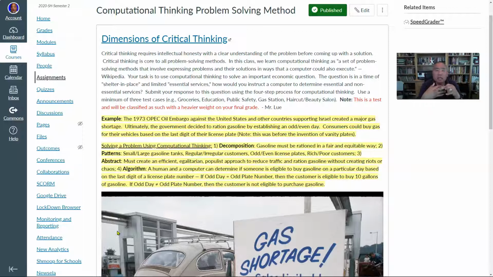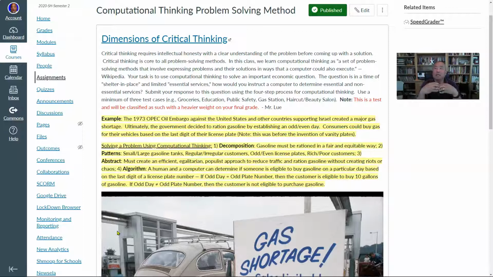We had regular customers. We had customers that had the capacity or the wealth to buy as much gasoline as they wanted. And then we had customers who would scrape up all the change that they could find to buy gasoline.